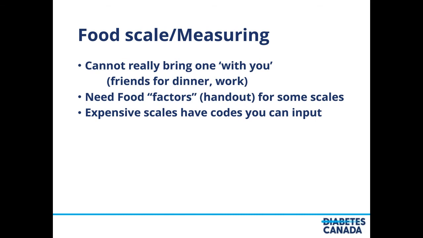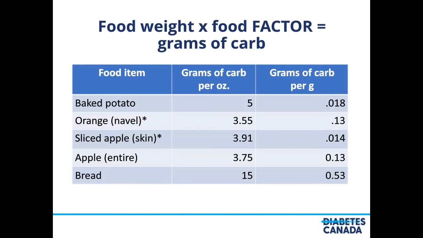Now, for some of the cheaper scales, I bought one on Amazon for $10. It was free shipping. Then you would need a food factor handout, which I'll show you. With the more expensive scale, about $60 on Amazon, you would put your baked potato on it, put in the code for baked potato, and it would tell you how many grams of carbs you were eating. The scale I bought doesn't do that. So I would put on my baked potato, and you would get 5 grams of carbs per ounce. So if I had a 5-ounce baked potato, that would be 25 grams of carb.